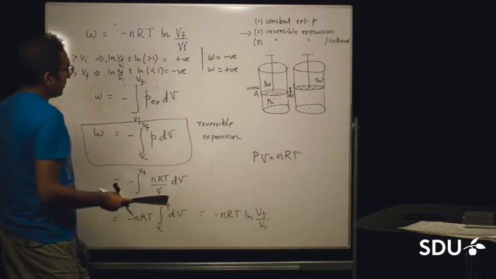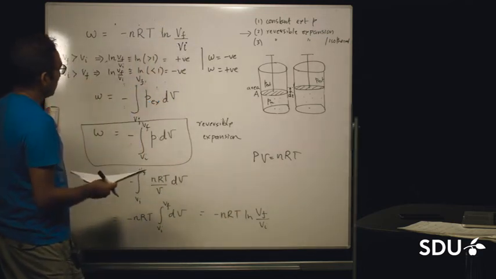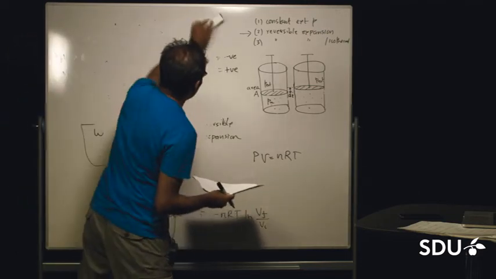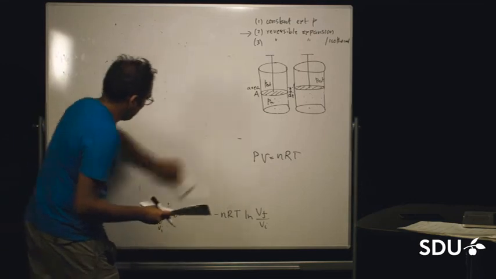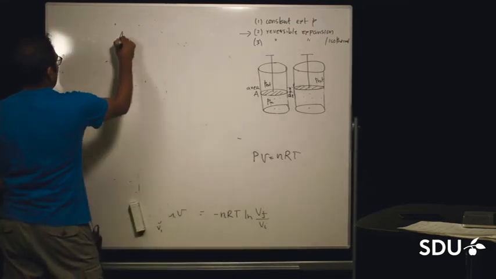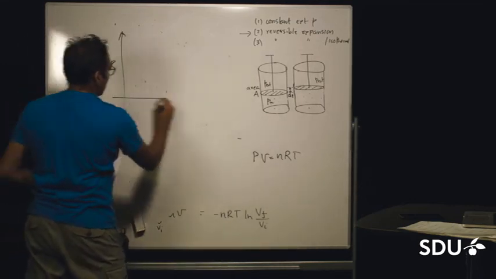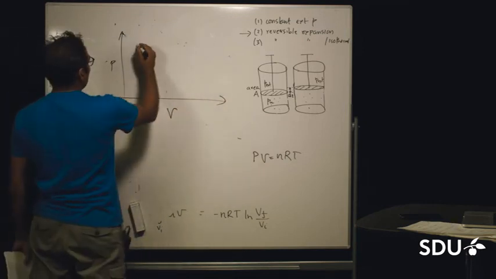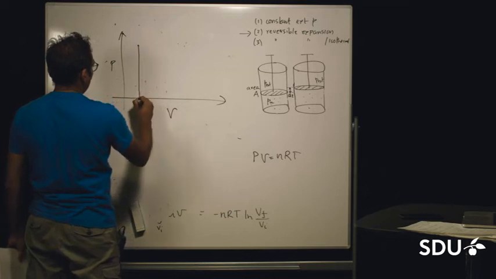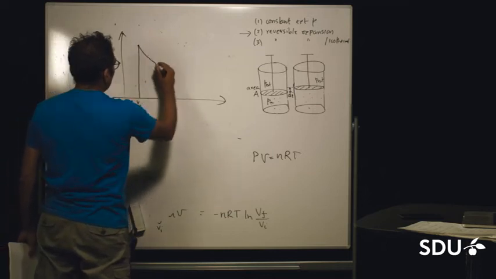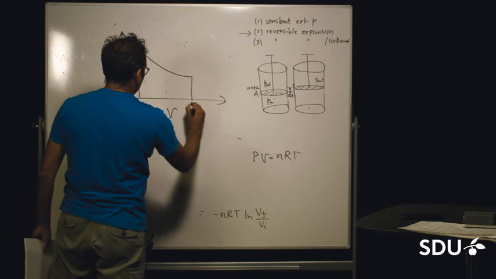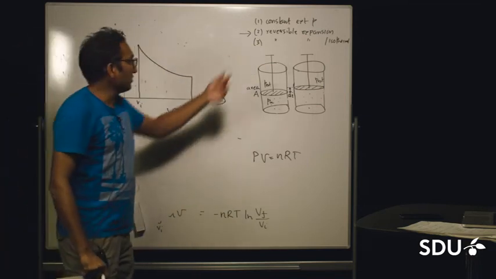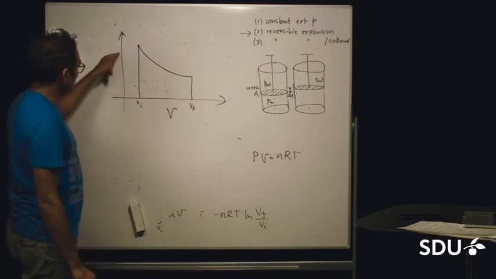Let us try to plot this reversible expansion onto the pressure volume diagram. This is your pressure, and here we have volume. And since the temperature is constant, we are looking at an isotherm. So you start with an initial volume here, Vi, and you end with a final volume, Vf. Notice, because the gas is expanding, the volume of the gas is increasing, so the pressure is decreasing.